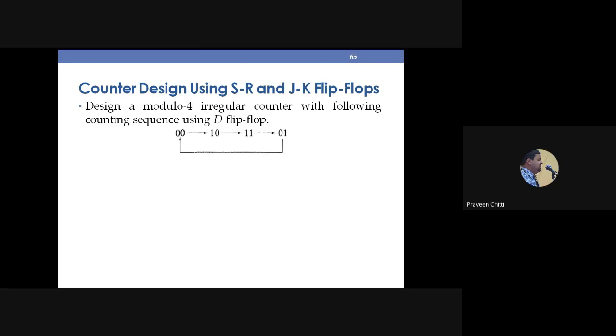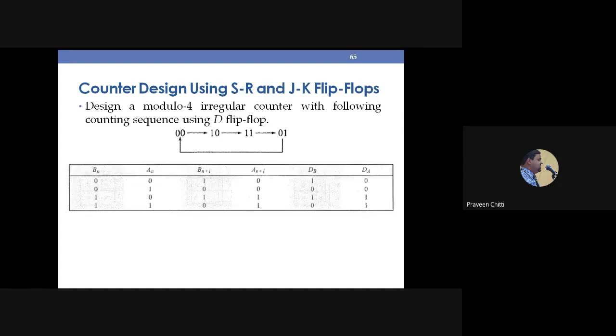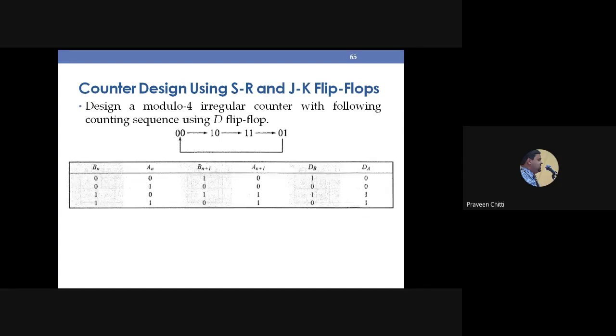You can see here it is 2-bit, no? Every count sequence is of 2 bits: 00, 01, 10, 11. So it is a 2-bit counter. That means you need 2 flip-flops. So I can show that the present state can be denoted by this. This is present state. This is next state. And these are the flip-flop inputs.